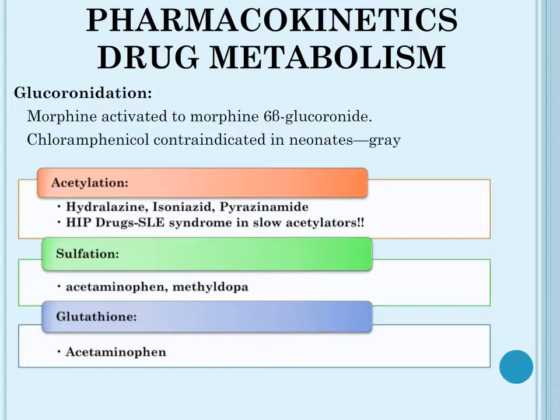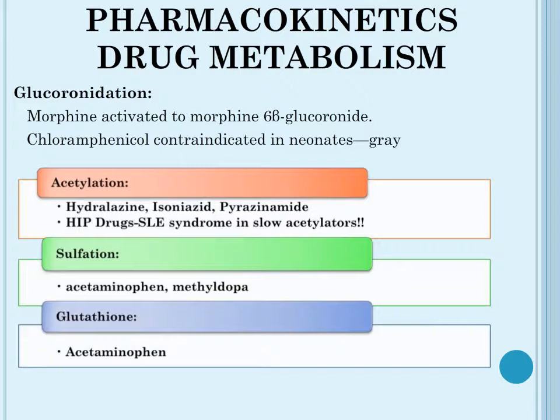The important interaction here is that if chloramphenicol is given to a neonate, because they cannot undergo glucuronidation, they will present with gray baby syndrome, which can be fatal. Essentially, they become pale and cyanosed, they have abdominal distension, nausea and vomiting, they fail to eat and thrive, and will ultimately die of respiratory and vasomotor collapse. Acetaminophen undergoes glutathione conjugation and also sulfation, and methyldopa also undergoes sulfation.